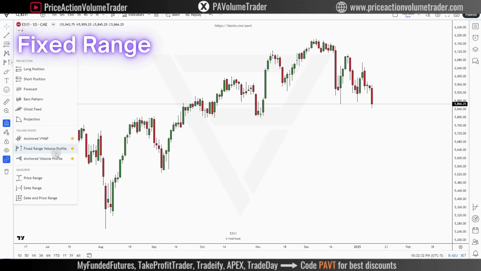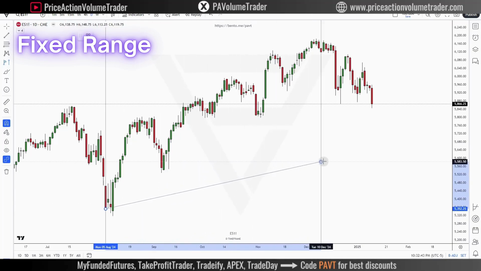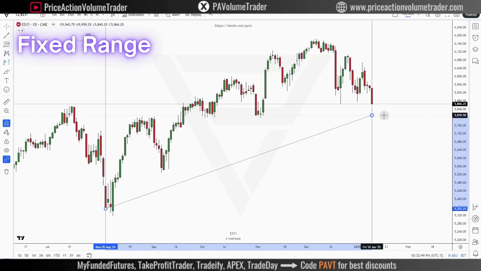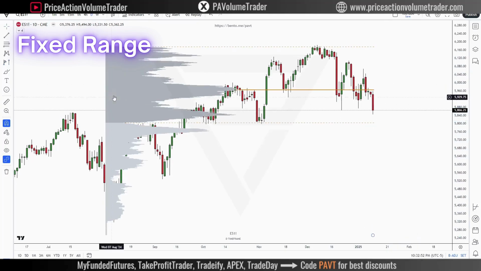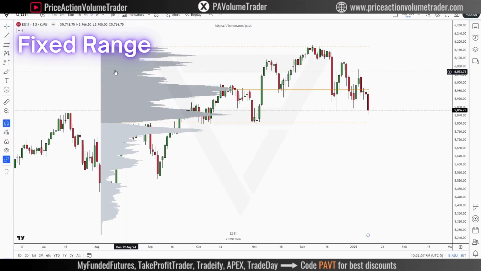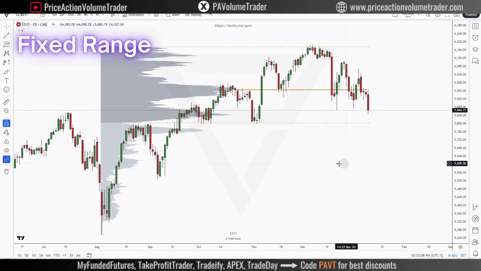Like the name implies, a fixed range volume profile is simply going to be a profile where you click on the starting point and then you just drag it until the point that you want. So I can take it all the way to the end, click again, and there we have our fixed range volume profile. One thing I recommend, you can see the profile is covering the candlesticks, so you can just right click on it, put visual order, send to back, and that way your candlesticks are going to come to the front.